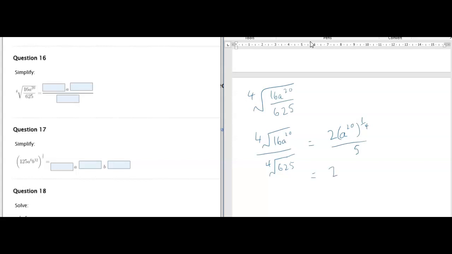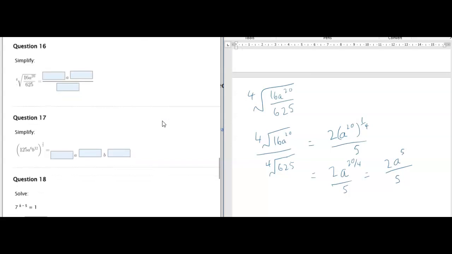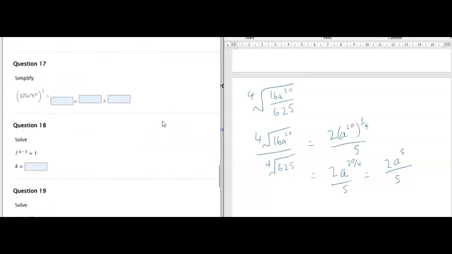And then when we have a power to a power, we multiply. So 20 times a quarter is 20 over 4. We can simplify that in a second. So we're left with 2a to the power of 5, over 5. That was an easy one. All right, so moving on.